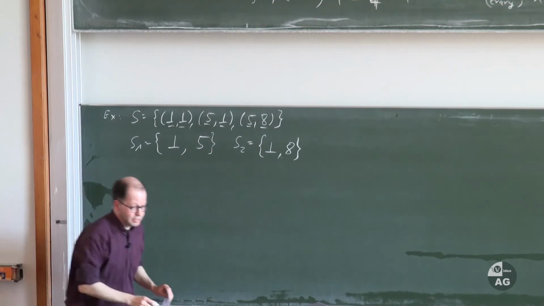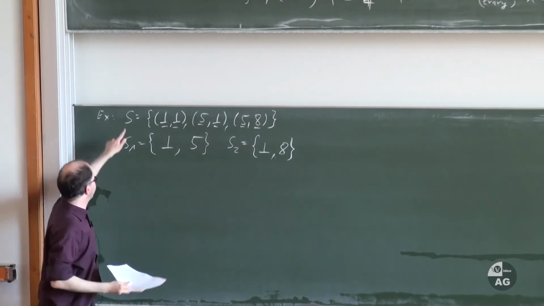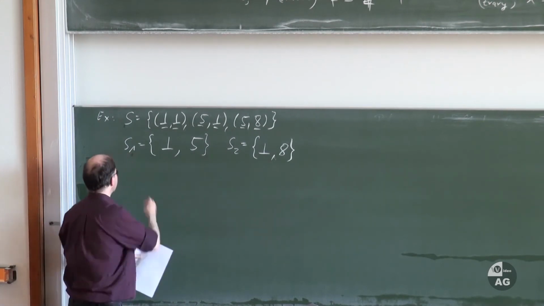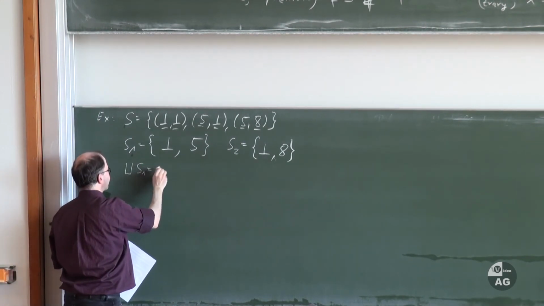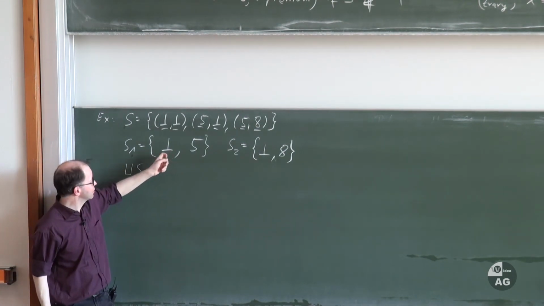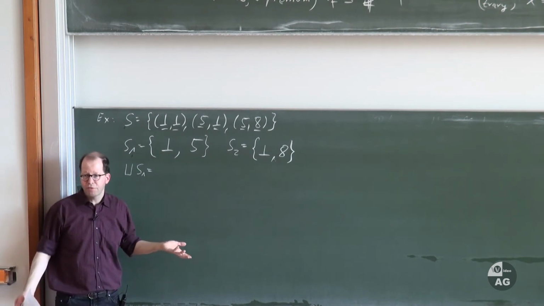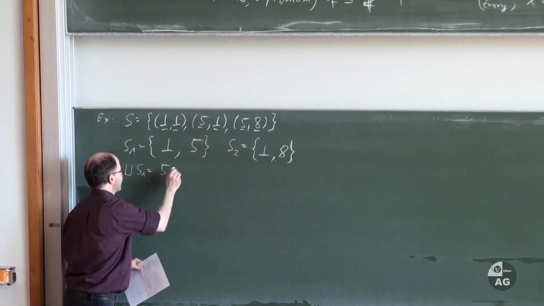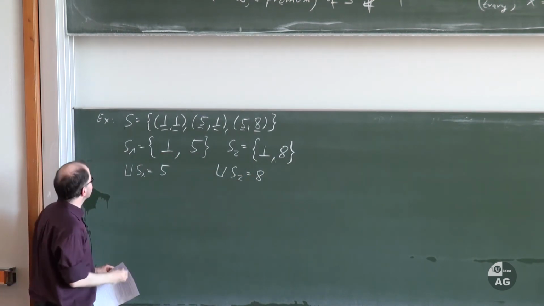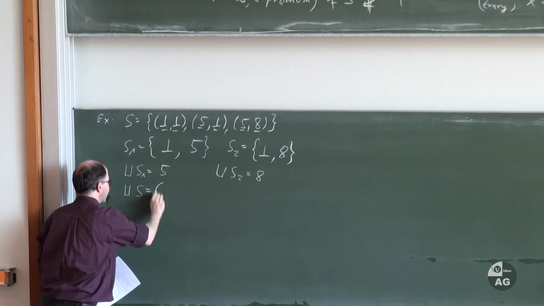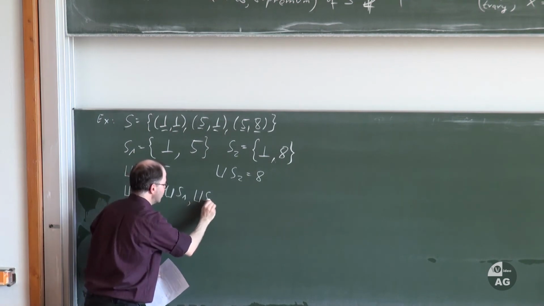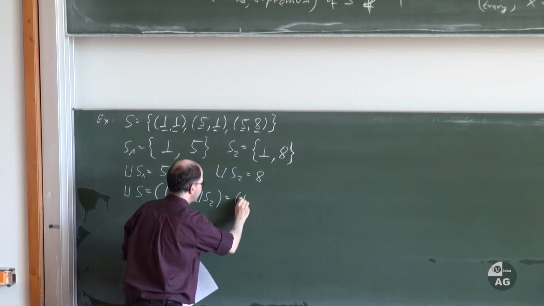And what the lemma says is that if I want to compute the least upper bound of S, I can first compute the least upper bound of S1 and S2. So what's the least upper bound of S1? Well, the least upper bound of this set, something which is greater or equal to bottom and to 5. Well, that's 5, obviously. And the least upper bound of S2 is obviously 8. And the lemma says if I want the least upper bound of S, then I can take the tuple containing the least upper bound of S1 and of S2, and that's it. So it's (5, 8).